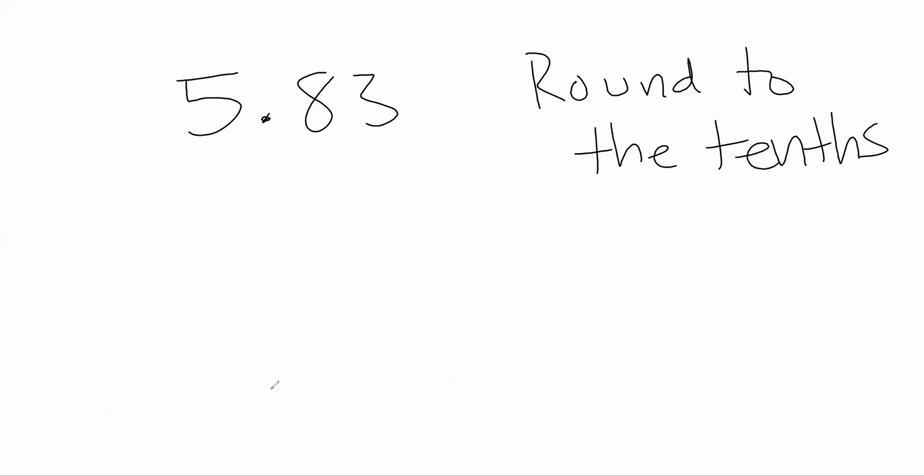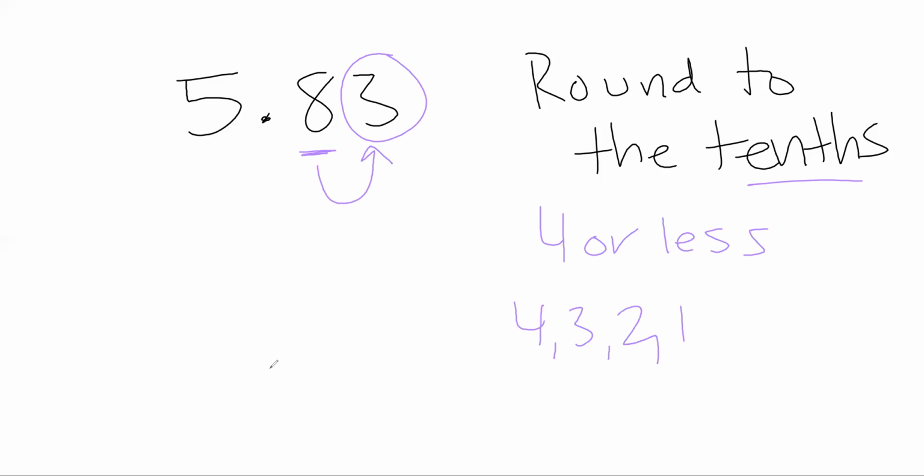Step 1, find your place. It tells me tenths, so I underline the digit in the tenths place. Look next door. Draw the arrow, circle it. Remember, the circle will tell you a step that comes later. Now, the number next door that I just circled, if it's 4 or less, which means 4, 3, 2, 1, or 0, then I let things rest. And if it's 5 or more, meaning 5, 6, 7, 8, 9, then I add 1 more.